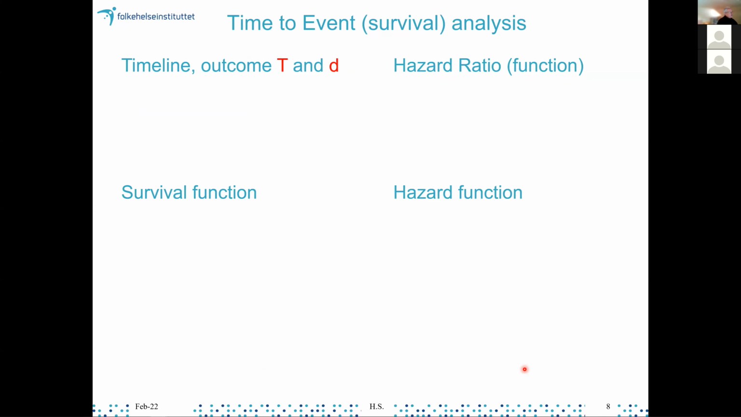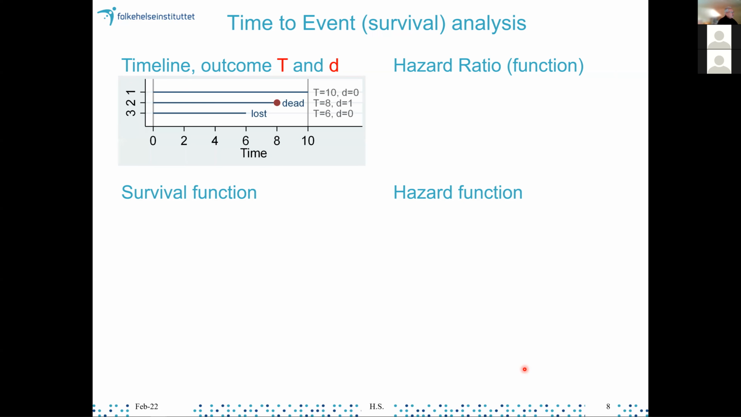So let's talk about the different measures. I'd like to point out that in a survival analysis, there are always two outcomes. There is the time to event or time to death, and then there is the indicator of event or death, often called small d, lowercase d.